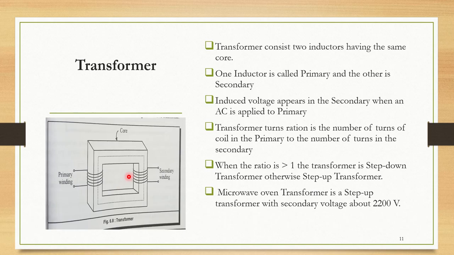The transformer turns ratio is the number of turns of coil in the primary to the number of turns in the secondary. कितना बार आपने इसको तार को घुमाया, यहाँ पे कितना घुमाया, उसको जो रेशियो है उसको बोलते हैं turns ratio of the transformer. Suppose here the turning is 10, here it is 5, that means the turns ratio is 10/5, that means 2.